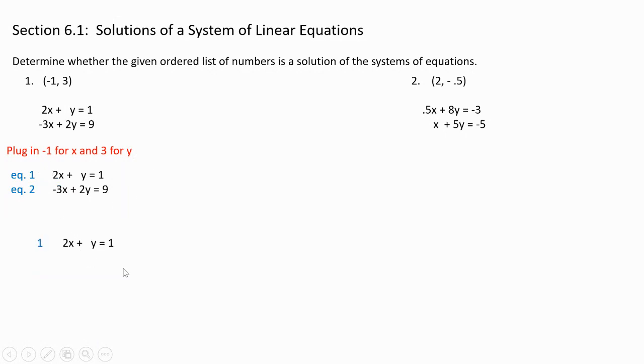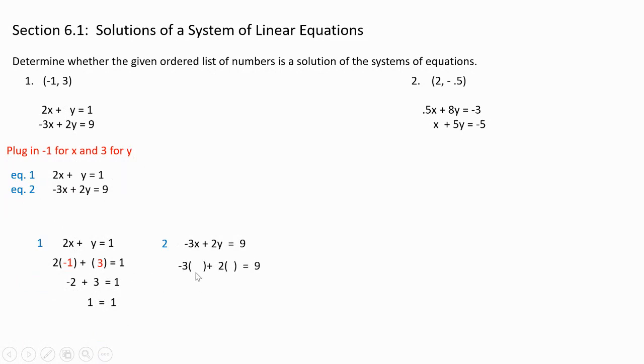So first, I'm going to get equation number 1, and I'm going to plug in -1 for x and 3 for y. Right, then I evaluate, so I have 1 on the left side and 1 on the right side, so this is true. So since this is true, I go on to equation number 2. If this had been false, say it was like 0 equals 1, we stop there. That means that's not a solution. But since it's true, we move on to the second one.